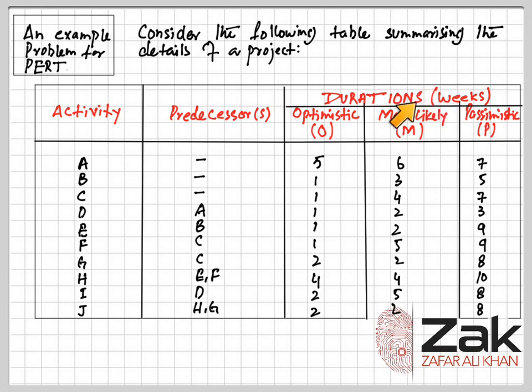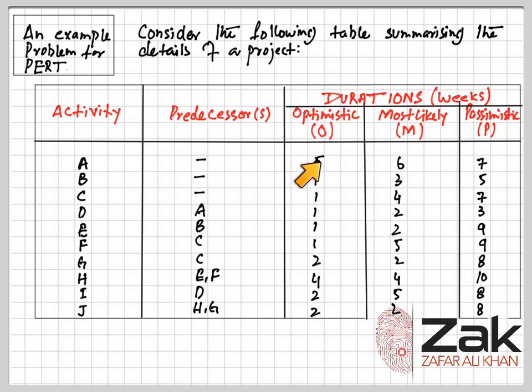Let's start with the durations. Durations might be in hours, minutes, days, weeks, months, years, whatever the unit is, it will be given in the question. So PERT has defined different types of time required to accomplish an activity. First we have optimistic time or optimistic duration, the minimum possible time required to accomplish an activity or a path, assuming everything proceeds better than is normally expected.